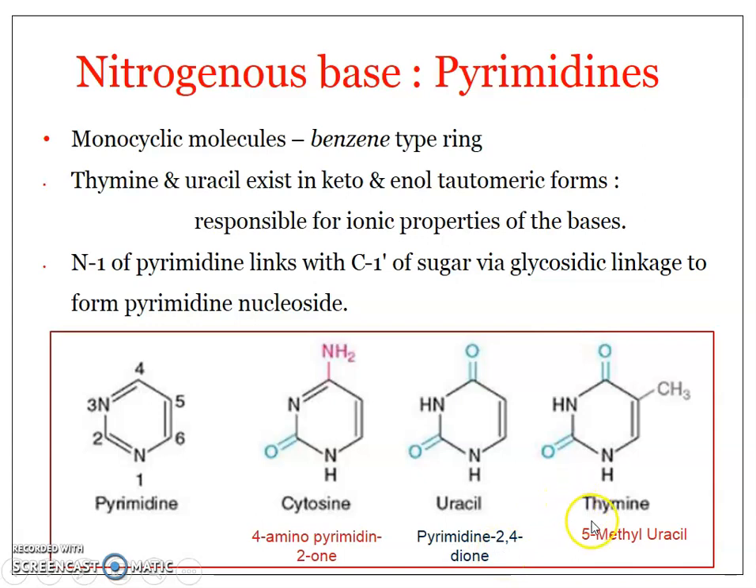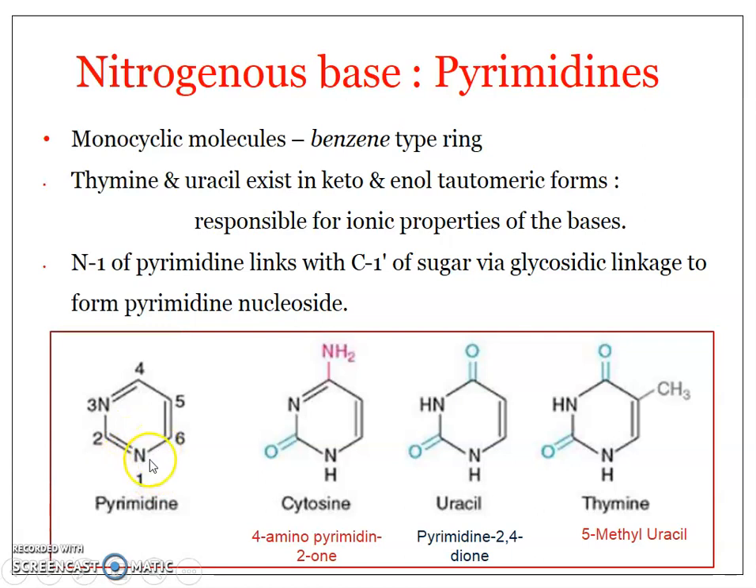Now coming to thymine, it is a modification of uracil. Apart from the keto groups at the second and the fourth position, it has a methyl group attached to the fifth carbon atom, and hence the name 5-methyl uracil. And we have already seen that the pyrimidine is attached to the first carbon on the sugar, isn't it? And the pyrimidine is attached via the first nitrogen, or N1.